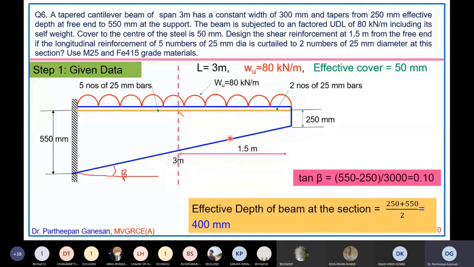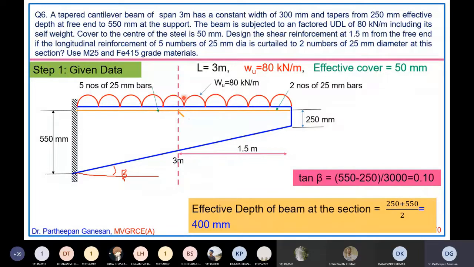Now, what is the effective depth at this point? Remember, it is exactly at the middle. Total is 3 meter. This is exactly at the middle, so I can directly find out the average. This is 250 mm. This is 550 mm. Half of the sum will be 400 mm. So effective depth at this section at 1.5 meter from the free end is 400 mm.